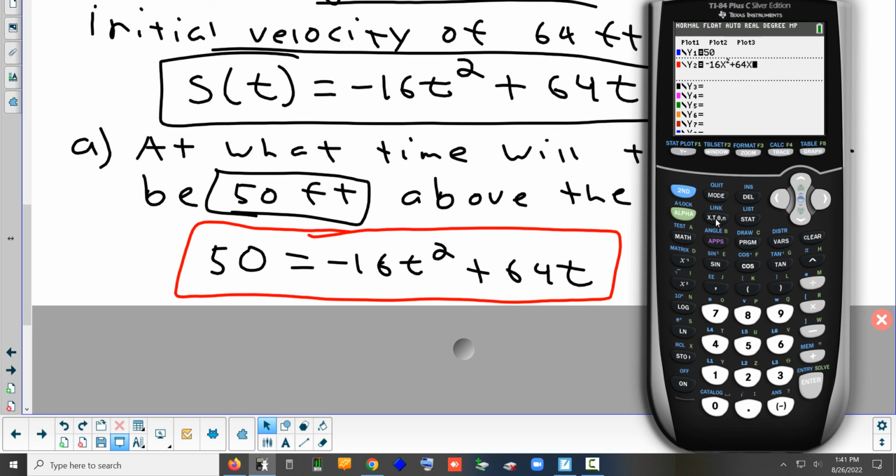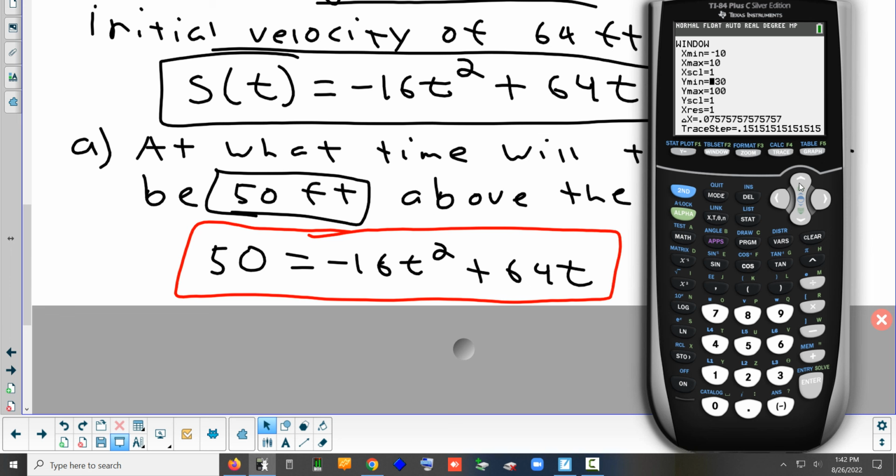Now, we don't know how high the rocket goes, but we want to know when it hits at least 50 feet. So my Ymax should be at least 50. It might even go higher than that. So to be safe, let's set our Ymax at 100 feet.